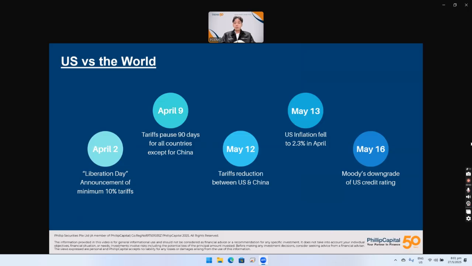So let's start now. Let's go through how the US was fighting the whole world. So on April 2, if you look at this chart that I actually made, there was the Liberation Day. Even Singapore is affected. There was the announcement of the 10% tariff. I believe everyone knows, it shocked the whole world. And then subsequently, April 9, tariff paused for 90 days. That's when the whole market shot up.